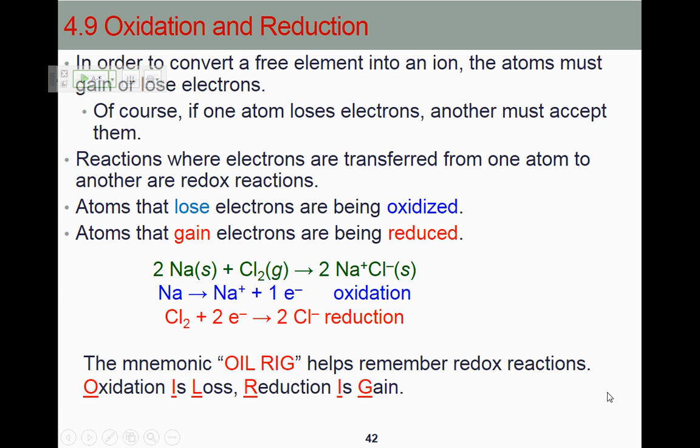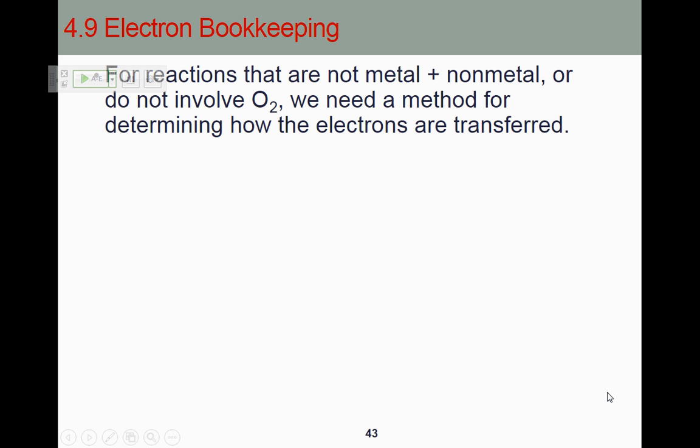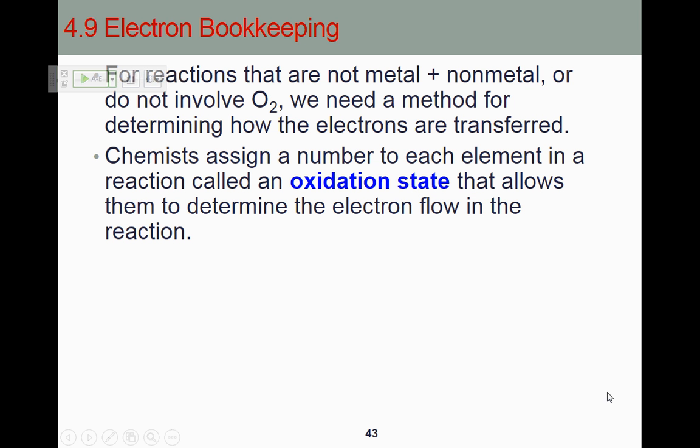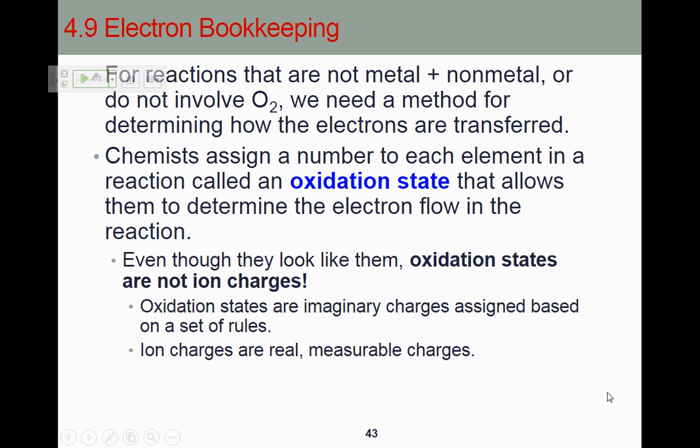You can remember this mnemonic, OIL RIG: oxidation is loss, reduction is gain, and it'll help you remember that terminology. If a reaction is not a metal and a non-metal reacting or doesn't involve O2, we do need a better method for determining how electrons are transferred. So chemists assign numbers called oxidation states. And we're going to talk about our oxidation states.